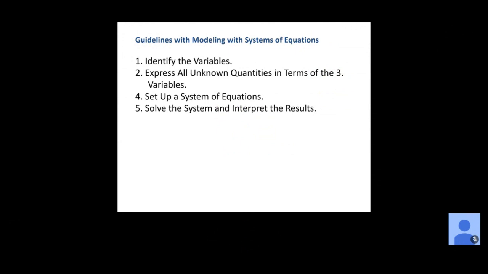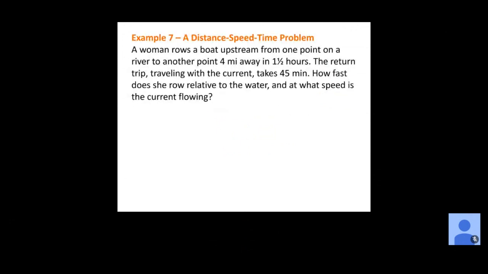Okay, but the real key difference here now with the real world problems is figuring out what you're looking for, defining those variables so that you can set up the system. Once we set it up, we're going to solve it the same way we've been solving the other ones. So a woman rows a boat upstream from one point on a river to another point that's 4 miles away in 1.5 hours. The return trip going with the current takes 45 minutes.